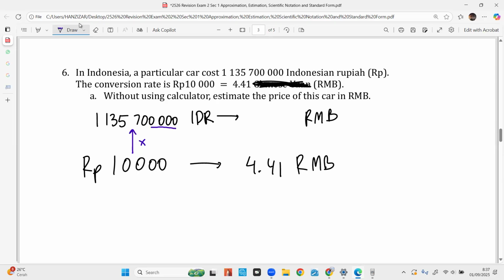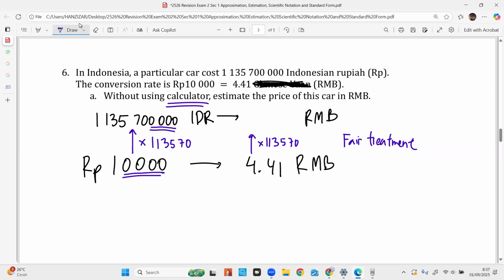4 zeros and 4 zeros. So you need to multiply 1, 1, 3, 5, 7, 0, right? So you multiply by 113,570. And you do the same thing over because it's a fair treatment. Okay? 113,570. Now you do it without using a calculator.